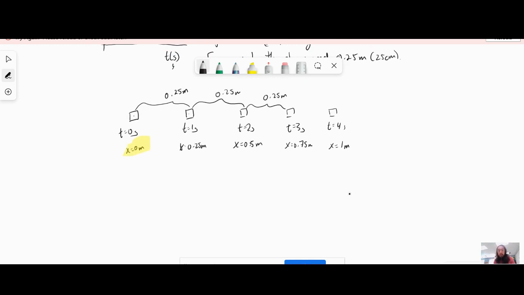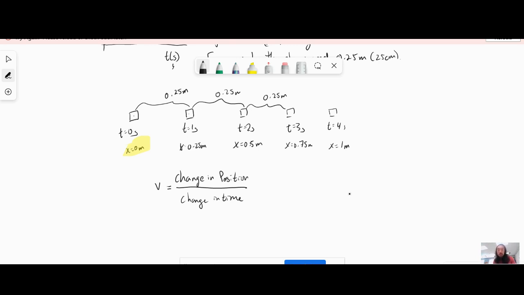Okay, so we can say, first off, that the change in position, because we were changing position 0.25 meters every time, over the change in time, this is the definition of velocity. Change in position over the change in time is the definition of velocity.